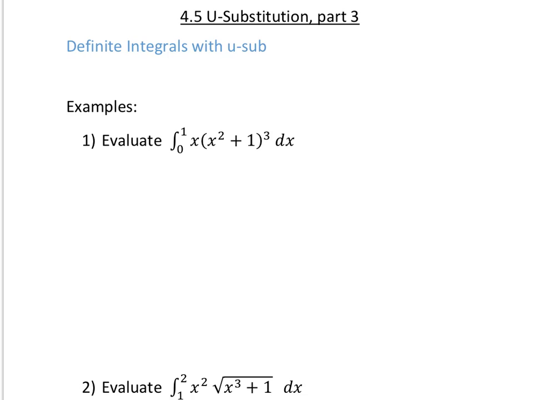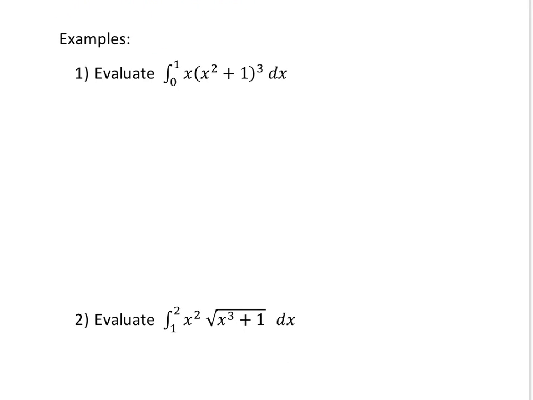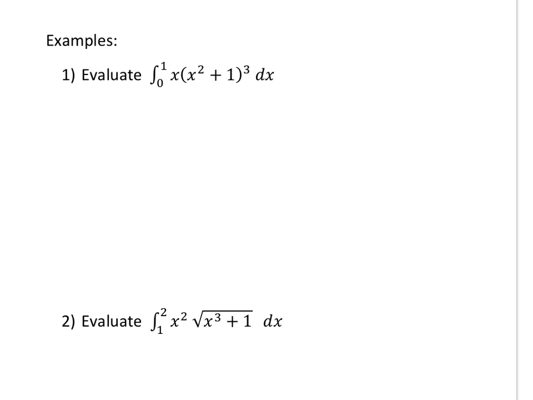So here we go. Okay, so looking at our first example, we're going to need to find the antiderivative and then substitute our values into the antiderivative. So in order to find the antiderivative, this is going to require a U-substitution. So if we take a look at what we've got here, our U is going to equal the inside function, that's x squared plus 1.